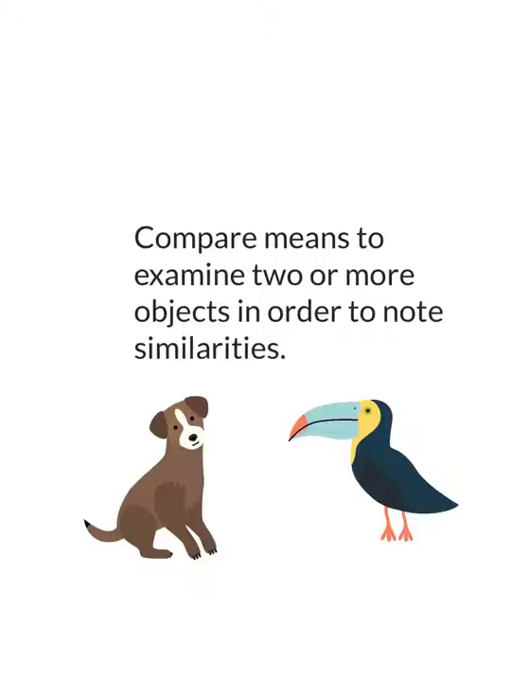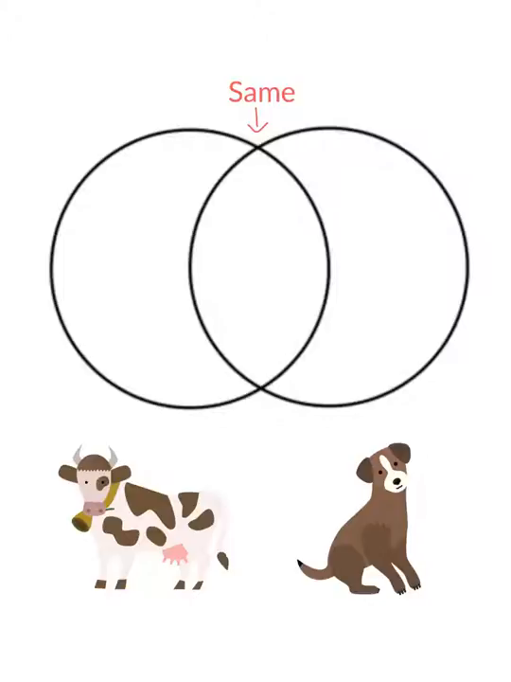Down below, we have a dog and a toucan. If we were to compare, we would look at their similarities. Let's give it a try. Go back to your partners, and I want you to find similarities and compare this cow and this dog. Go ahead and get started.